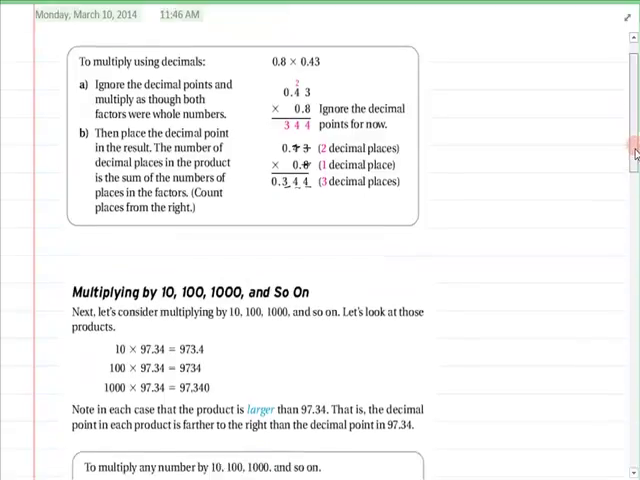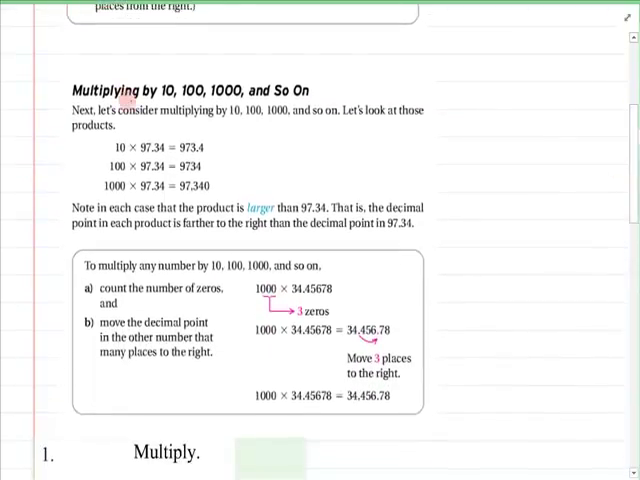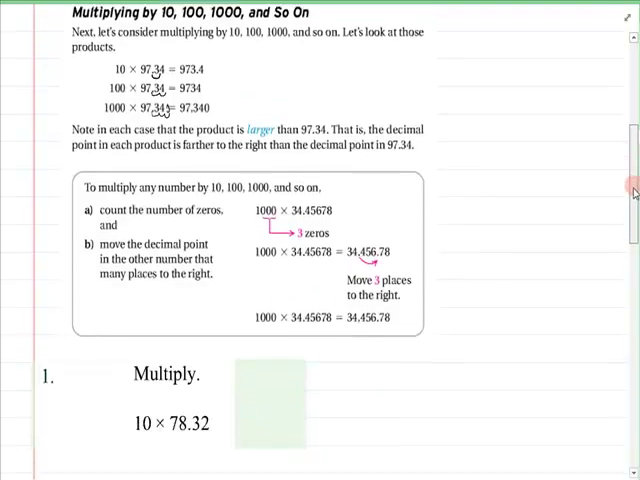All right, something else to note is that when you're multiplying by powers of 10, by 10, 100, 1,000, and so on, it's going to make the number bigger. That means it's going to move the decimal to the right, and it will move it to the right 1 decimal place for each 0. So 10 will move it 1 place. 100 will move it 2 places. And 1,000 will move it 3 places, and I'll have to add in a 0. So it discusses that a little bit more. Let's go ahead and start our multiplication.